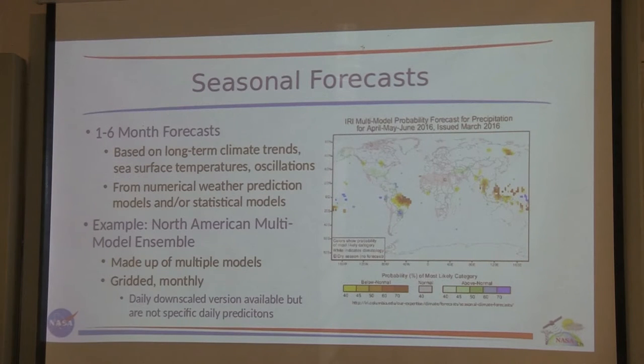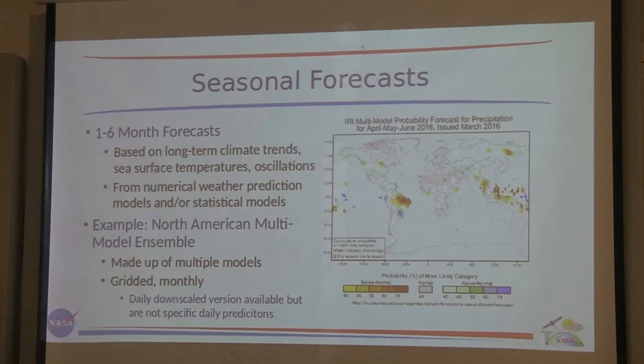What they're generally doing when they do the seasonal forecast is looking at long-term climate trends. They're going to look at things like sea surface temperatures, things that affect the climate in that area. And they're going to use some other prediction tools to make their forecast. So here's an example, and you can see this is just showing the probability of things to occur. If you're in Brazil here, this is saying that there's about a 60% chance of below normal precipitation.